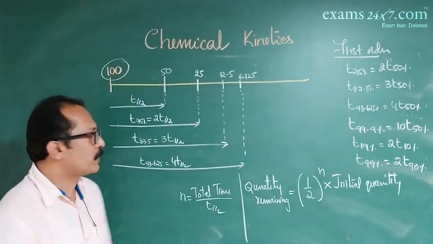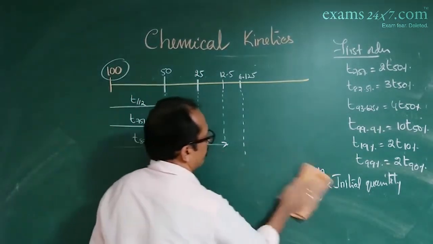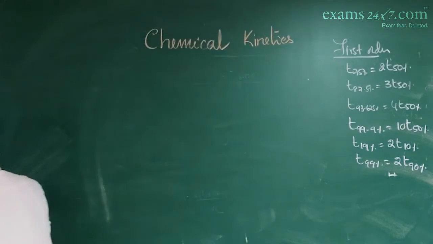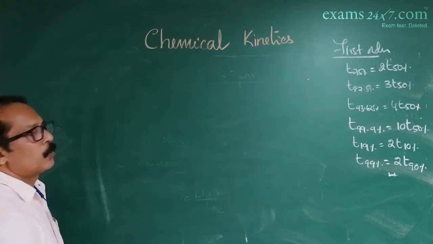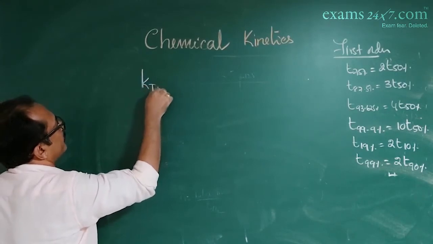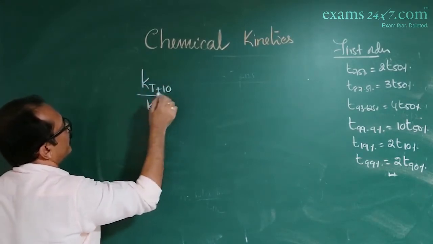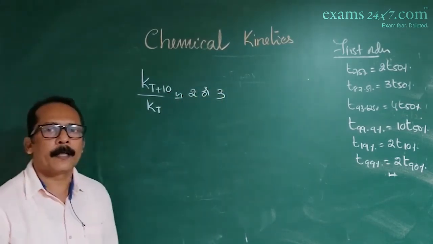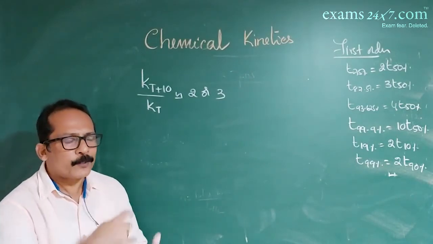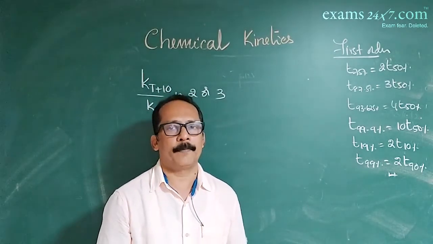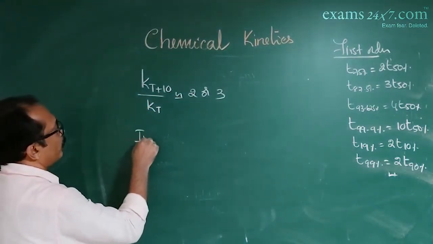Next about temperature coefficient. So what is called temperature coefficient? It is a ratio of two rate constants calculated at two different temperatures differing by 10 degrees Celsius. K at T plus 10 divided by K at T, approximately 2 or 3. This is called temperature coefficient. So according to this, every 10 degree increase in temperature, the rate of the reaction doubles or triples. So increasing rate can be calculated.